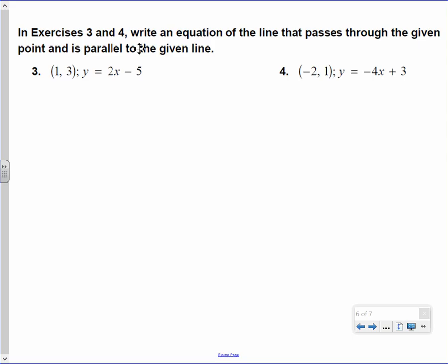In exercises 3 and 4, write an equation of the line that passes through the given point and is parallel to the given line.